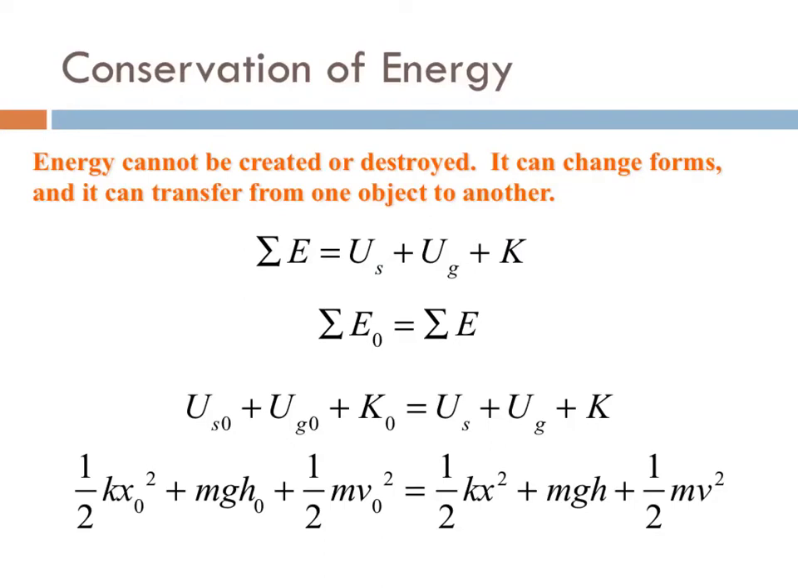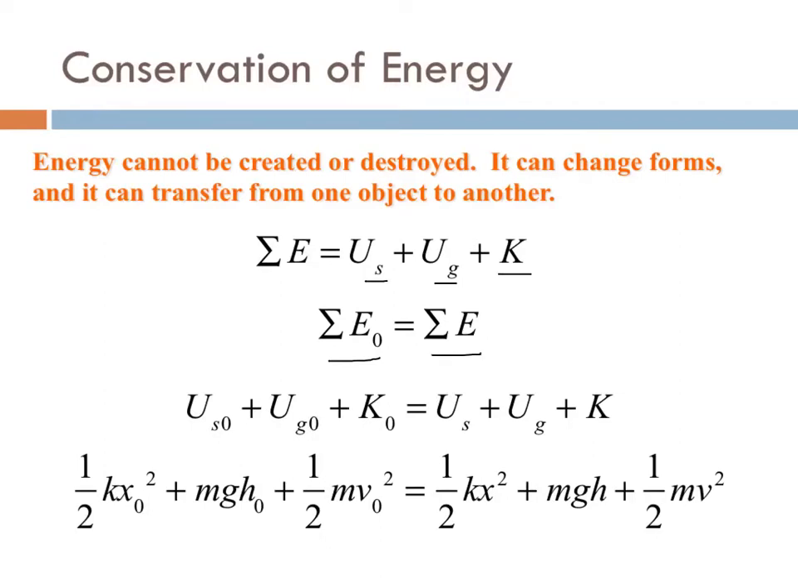So we're going to focus on conservative forces again, and so the energy that we're specifically talking about is mechanical energy. In our last video, we talked about spring potential energy, gravitational potential energy, and kinetic energy. All of these three things are forms of mechanical energy. Now, if there are no non-conservative forces like friction or drag, then our mechanical energy at the beginning is equal to our mechanical energy at the end.